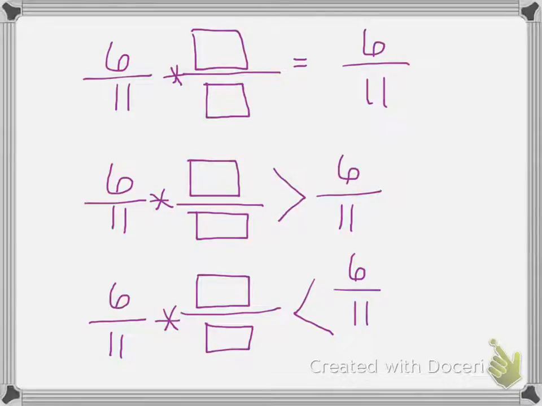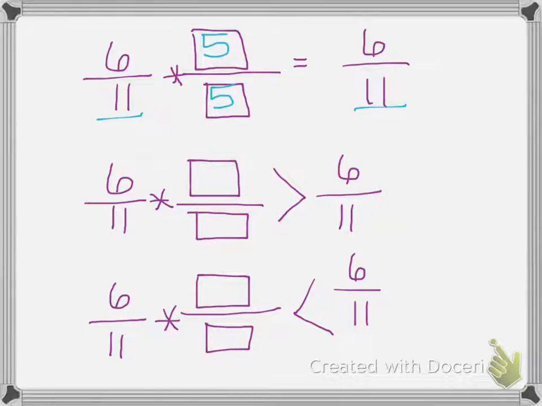Number 1 says write a fraction to make each number sentence true. 6/11 times blank equals 6/11. So since I have 6/11 and 6/11, I know I have to have a fraction that's equal to 1, which means my numerator and my denominator need to be the same. So I'm going to pick 5/5.